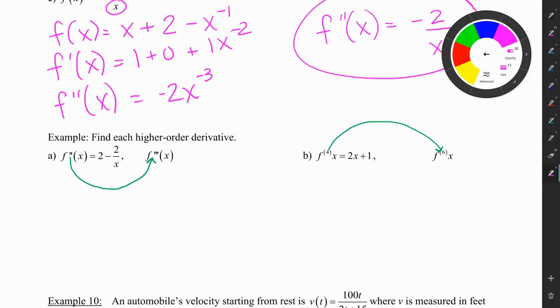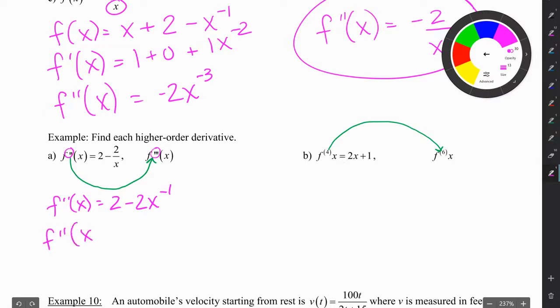For A, we want to find the higher order derivative. So it tells us we want to find the third derivative, but we're already starting at the second derivative. So we only need to do the derivative once because we're almost already there. I'm going to rewrite this as the second derivative is 2 minus 2x to the negative first.